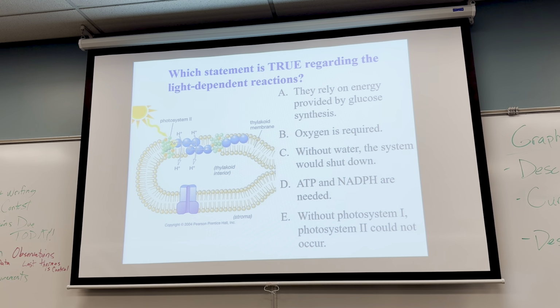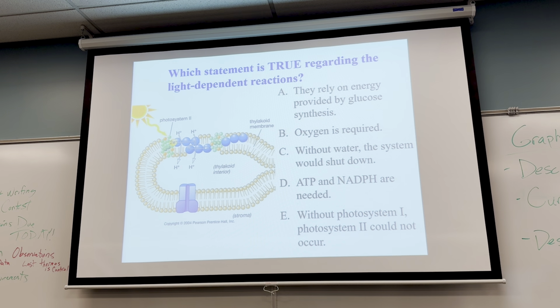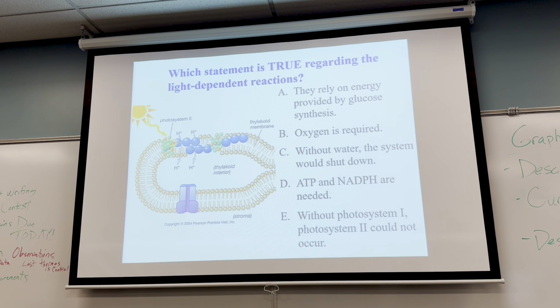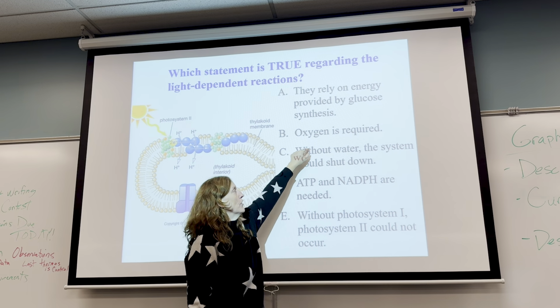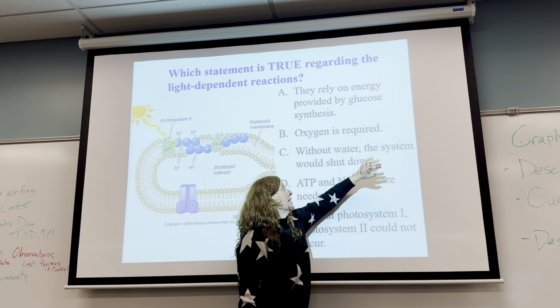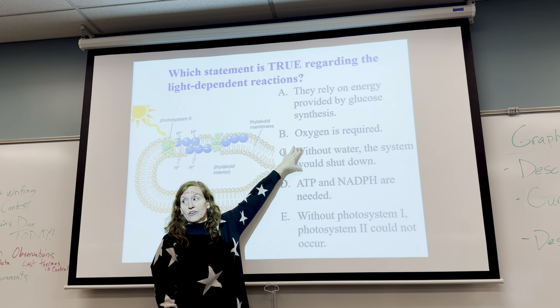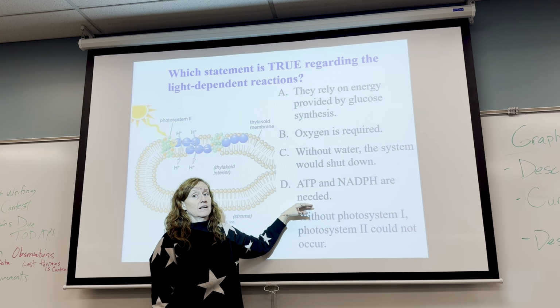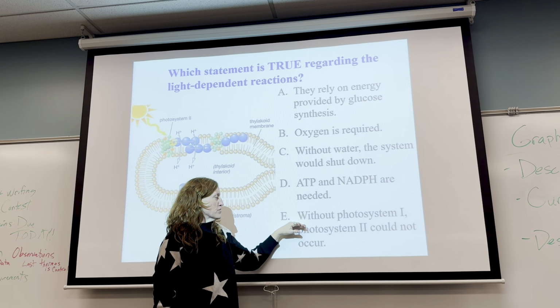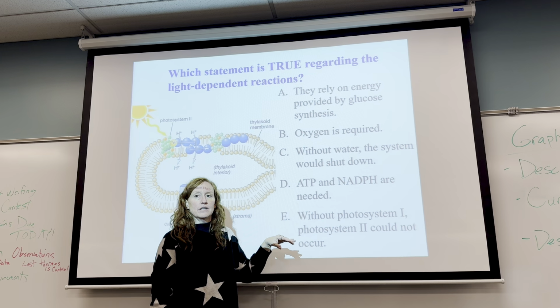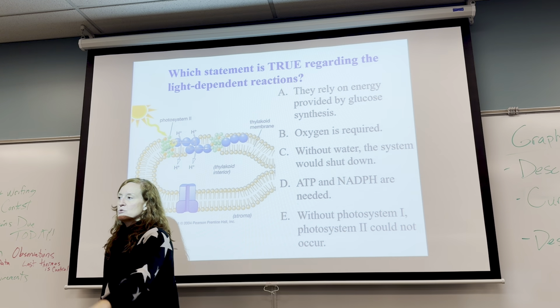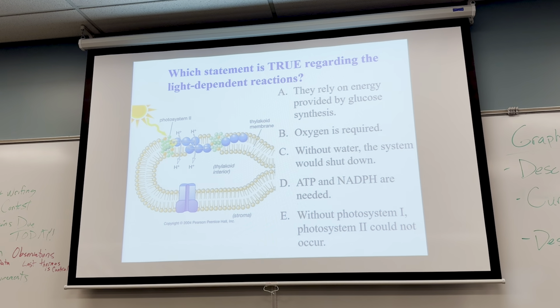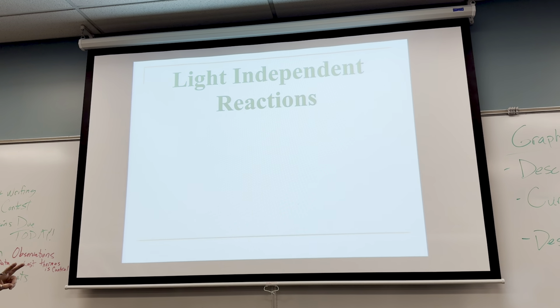Which statement is true regarding the light-dependent reactions? They rely on energy provided by glucose synthesis. We didn't talk about anything glucose related yet. Oxygen is required. No, oxygen is made, not required. Without water, the system would shut down. ATP and NADPH are needed. Good, they're made. Without photosystem 1, photosystem 2 could not occur. Opposite, right. Photosystem 2 has to go first to provide the electrons to photosystem 1. Good. So C is correct.